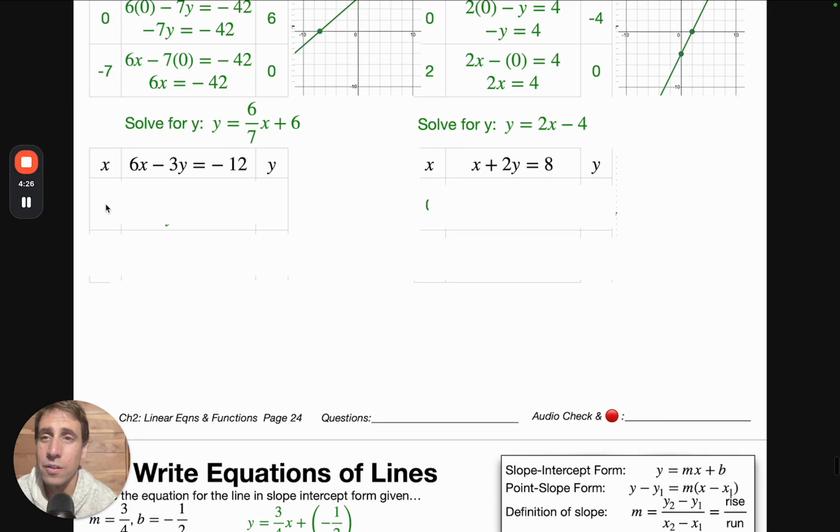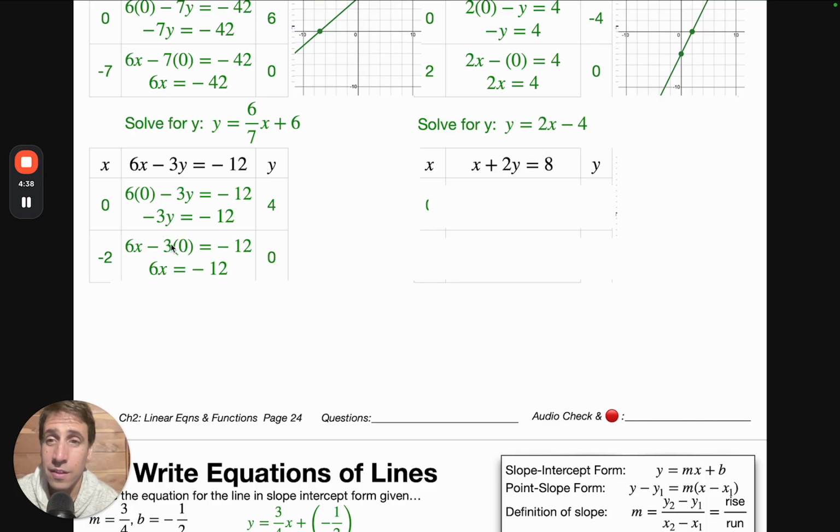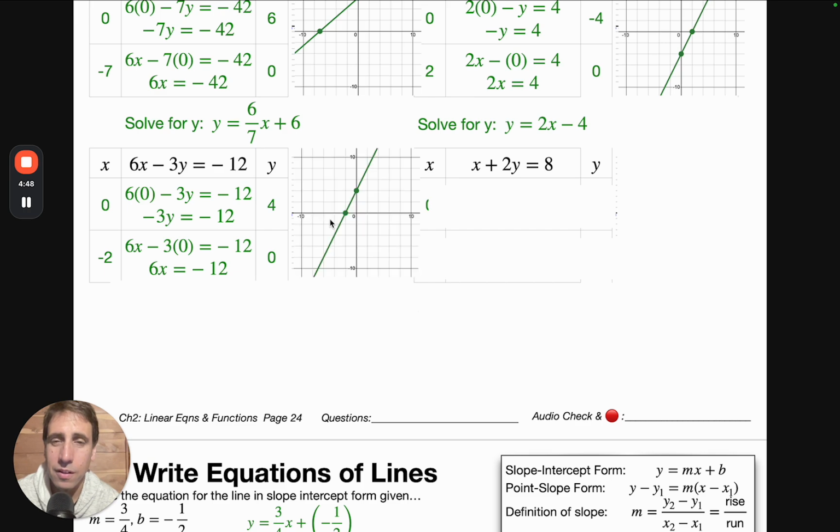Okay, plug in 0 for x. The first term drops out. You get negative 3y is equal to negative 12. Dividing both sides by negative 3, you get 4. Plug in 0 for y, and this term drops out. You get 6x equals negative 12. Dividing both sides by 6, you get negative 2. Plot the points, connect the dots. Done.